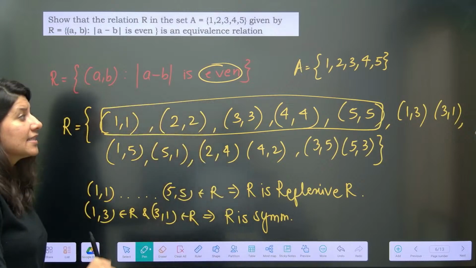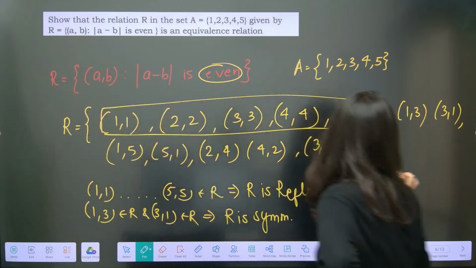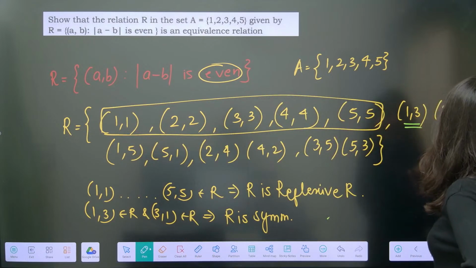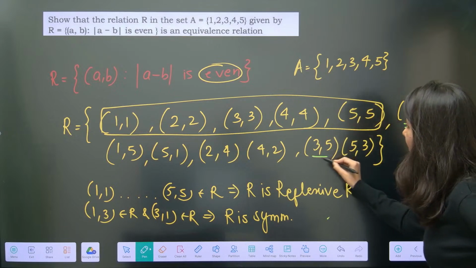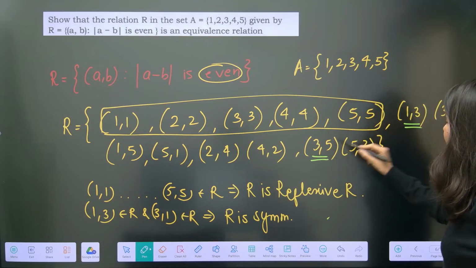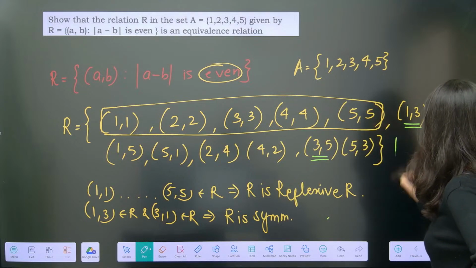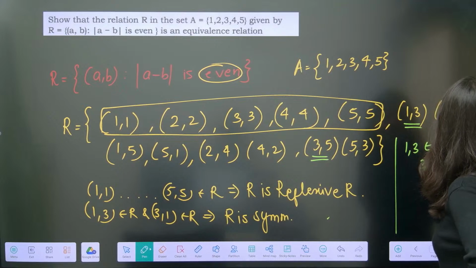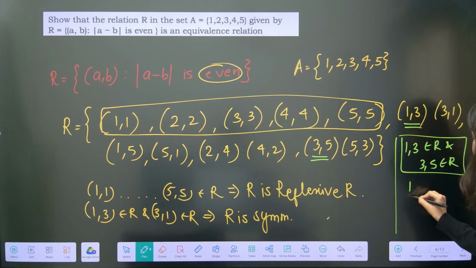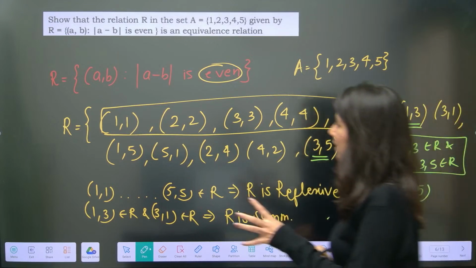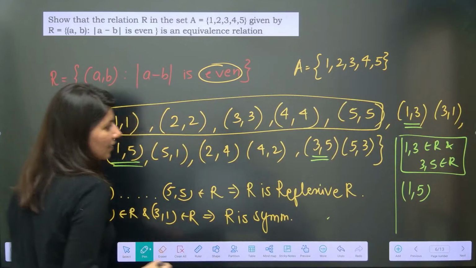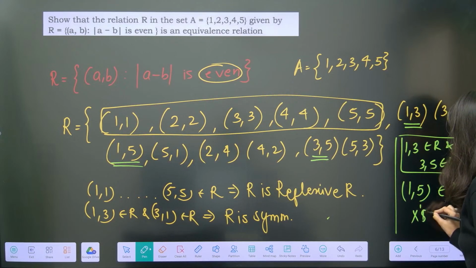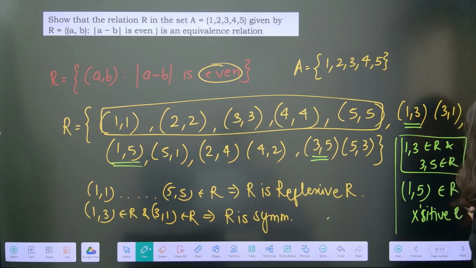Okay. What about transitive now? See, for transitive, 1 comma 3 is there and 3 comma 5 is also there. But can you see 1 comma 5? Is 1 comma 5 there or not? Yes, 1 comma 5 is there. So 1 comma 5 is also there. That means it is a transitive relation as well.